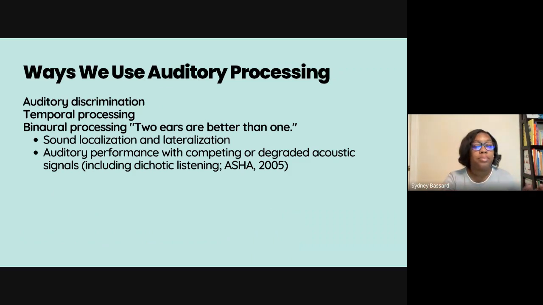And then we have binaural processing. When you hear binaural, I want you to think two ears are better than one, meaning listening with both ears is better than if we just had one ear at all. But when we think about the processing for binaural integration, it's how the brain uses the information it receives from both ears to understand and locate sounds within the environment. So that's localization. Where is the sound coming from?